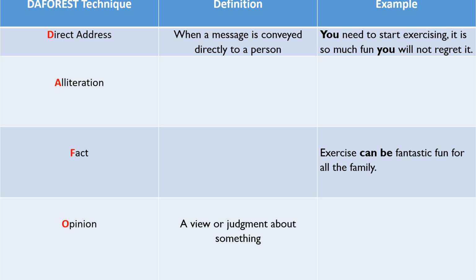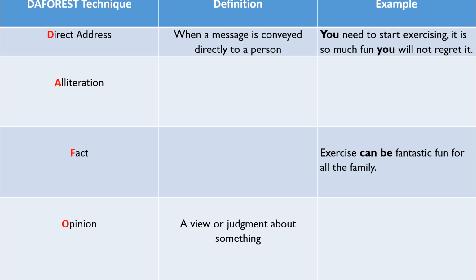So for direct address, the definition is when a message is conveyed directly to a person, and an example for this would be, you need to start exercising, it is so much fun, you will not regret it. So what I'd like you to do now is pause the video and see if you can figure out what the definitions are going to be for the next techniques, and if you can, try and come up with an example as well. Now, if you want us to go through that together, then that's fine. We're now going to look at the actual definitions and the examples.